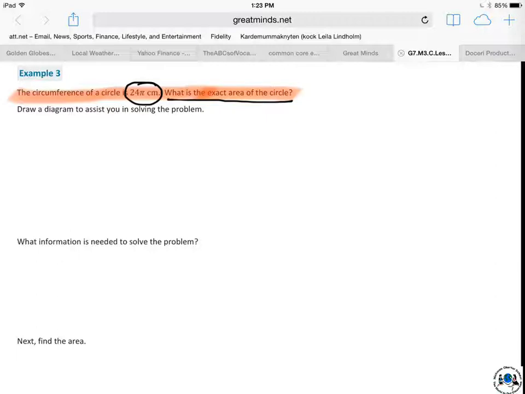So please do draw a diagram to assist you in solving this problem. Okay, draw a circle to begin with. So go ahead and try to solve that. While you're at it, just fill in all this information, what information is needed to solve the problem, and then go ahead and find the area. So these are just steps if you want to use them to help you out. What is your information, first of all, and what is the area? Okay, and come on back and we'll do it together.